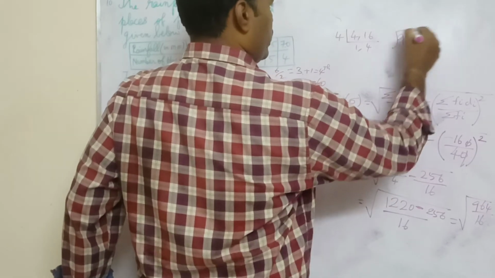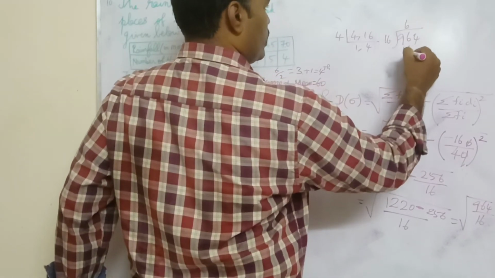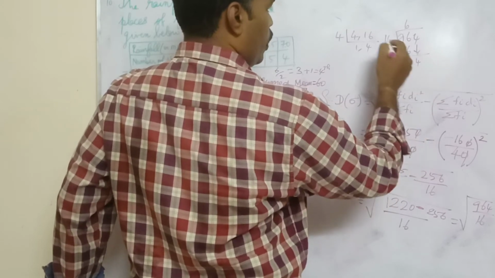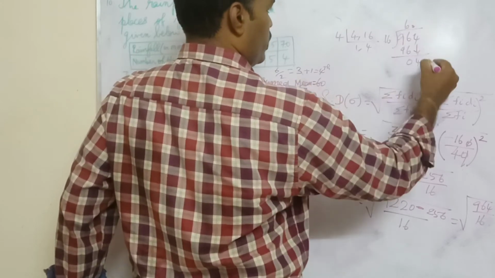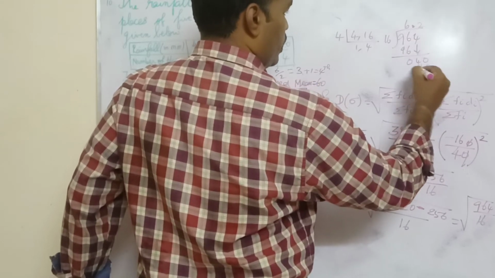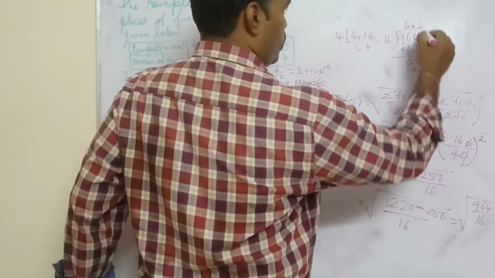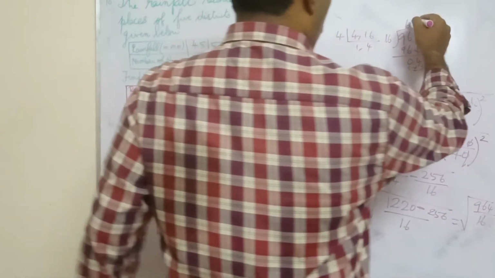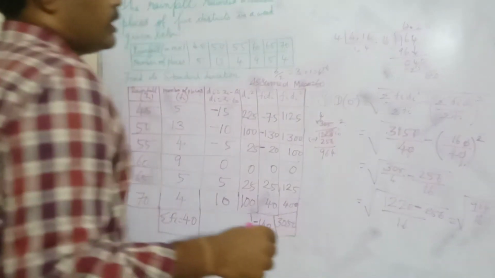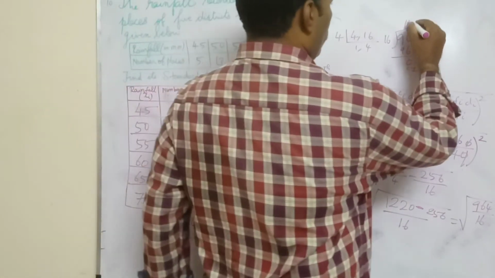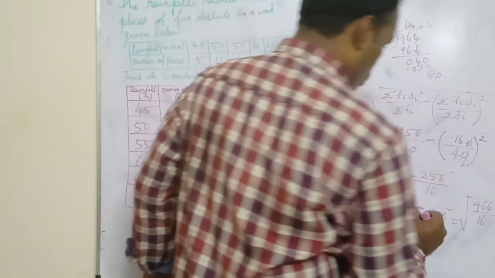964 divided by 16. 6 sixteens are 96. Then 4 cannot be divided, so we put a decimal point and a 0. 2 sixteens are 32. 40 minus 32 is 8. So the value comes to 60.25.